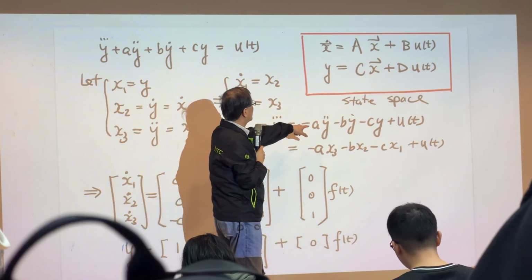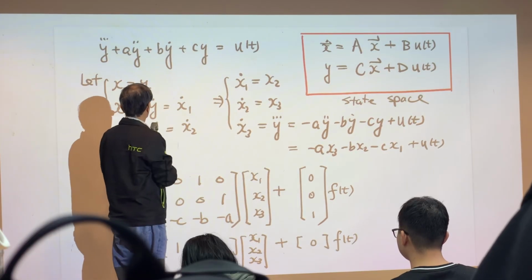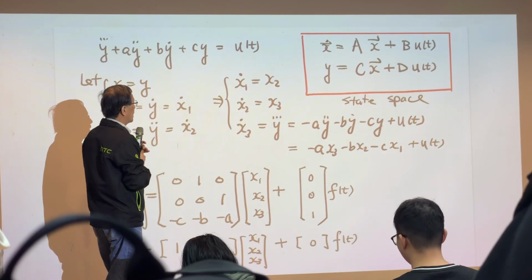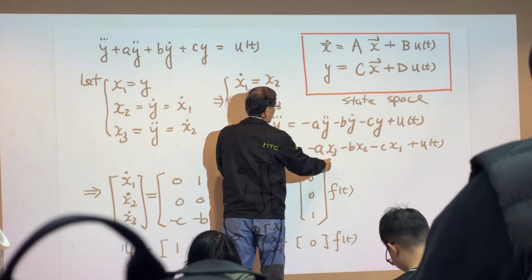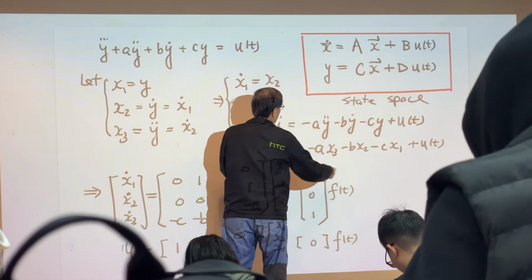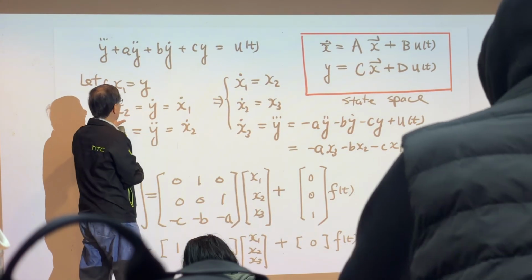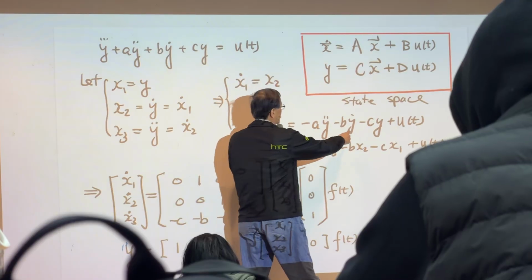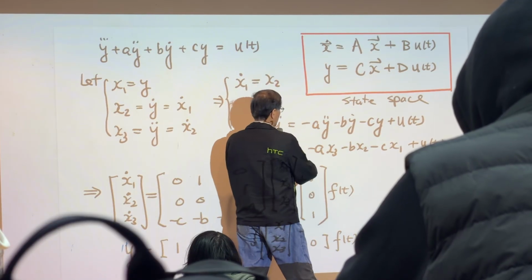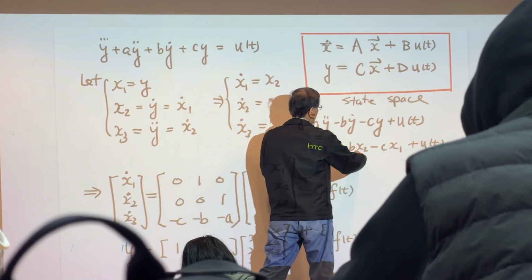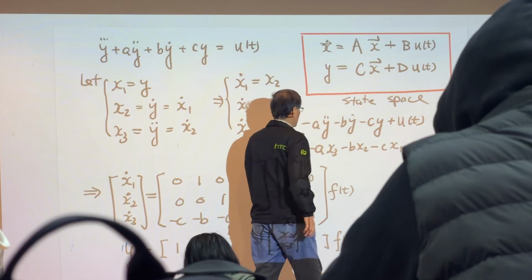And then we remember y double dot is x3, right? Similarly, y dot is x2, and y is x1. So you have this equation: minus a x3, minus b x2, minus c x1 plus u(t).